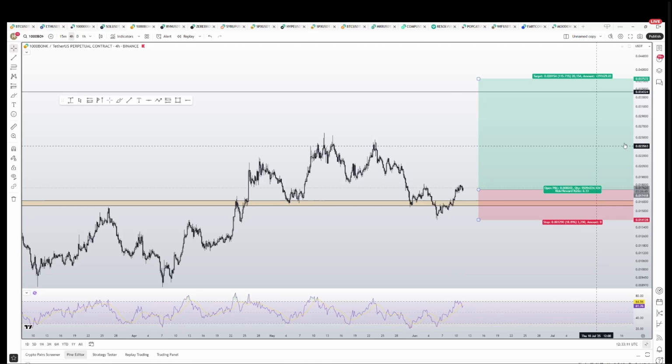Wait a minute, there's an alert that's ringing. I think this could be a good long, but a bit aggressive. It swept Monday highs once, didn't reclaim, now attempting for the second time. Let's look at the flow. It actually looks good.